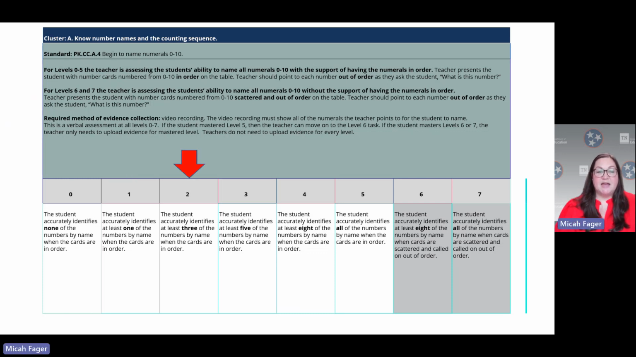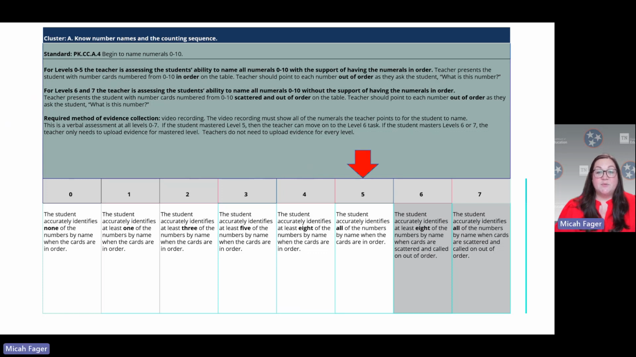If the student is able to identify 3 of the numbers when the cards are in order, the student receives a level 2 for their work. And if the student is able to identify at least 5 of the numbers by name when the cards are in order, then the student work receives a level 3. If the student is able to accurately identify at least 8 of the numbers by name when the cards are in order, then the student work receives a level 4.